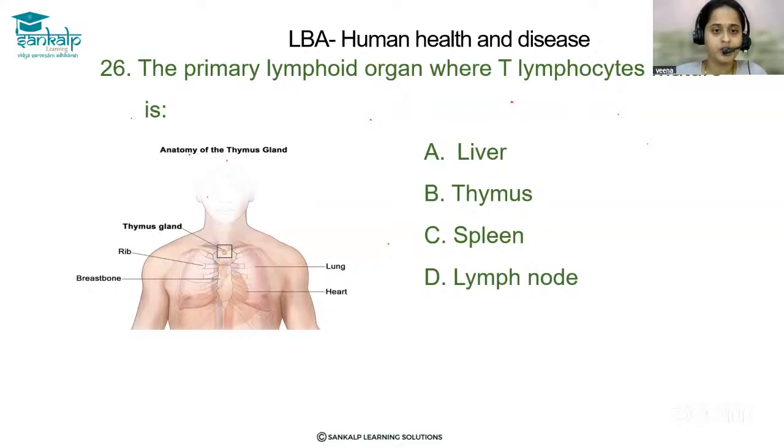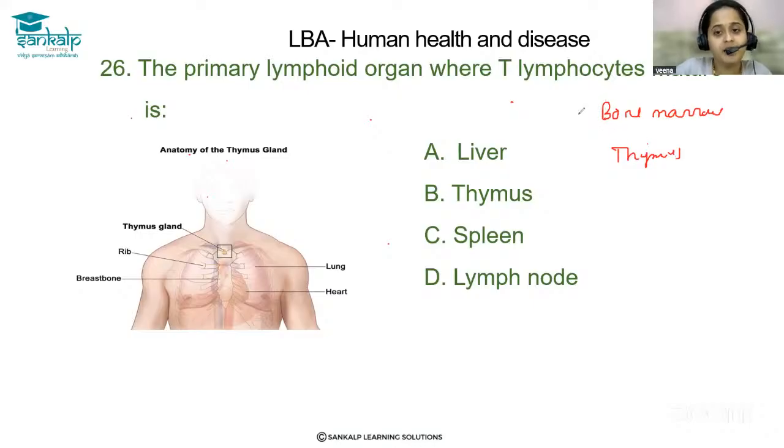Let's solve question 26. The primary lymphoid organ where T lymphocytes matured is. Dear students, there are two primary lymphoid organs, bone marrow and thymus. So these are primary lymphoid organs.